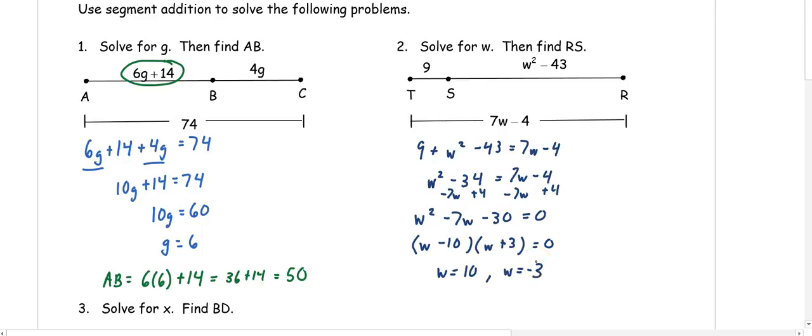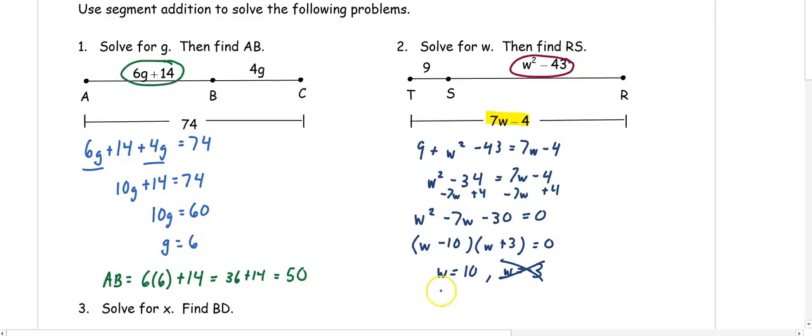Here's where we have to be careful. If I was to substitute negative 3 in for W, well, negative 7 times negative 3 minus 24 gives us a negative. We can't have a negative side length, so in this case, W is not a solution. We only have W is 10. Once we've confirmed that only one of them works, or in some cases both work, then we're going to find RS.